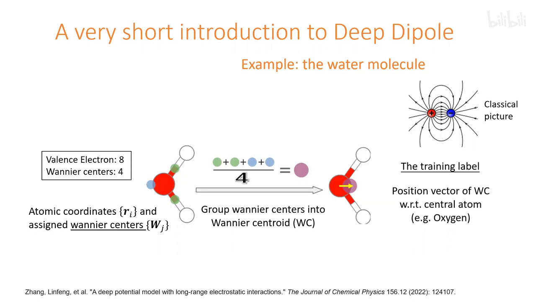This Wannier centroid is equivalent to the negative point charge in a classical picture of electric dipole. Meanwhile, the oxygen atom and the two hydrogen atoms carry positive charges. Each hydrogen carries 1 and the oxygen carries 6 after canceling with the two core electrons.